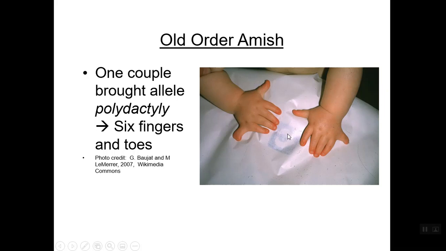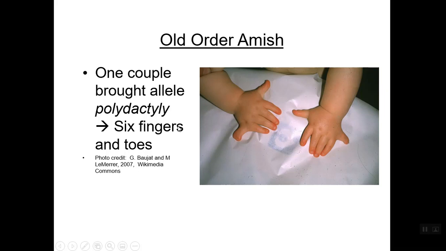And so I don't know if you are aware of this phenomenon in the old order Amish, there is a lot of polydactyly. You can call it a mutation here, but it's really an allele, a specific allele that determines 6 fingers and toes, and is very, very recurrent in the old order Amish.